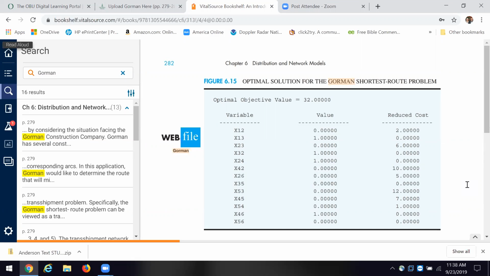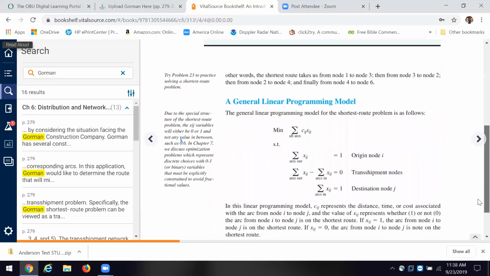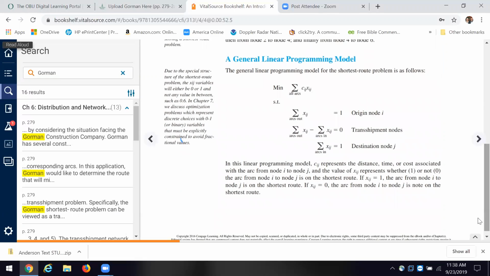Anyway, as we look here, we see the objective function. We see each of these variables, and those are the nodes. Those are the transshipment nodes, and then the reduced costs and the value that we get from them, and the reduction costs if we use that particular node. And then we see that general linear programming model. That's nice to see.